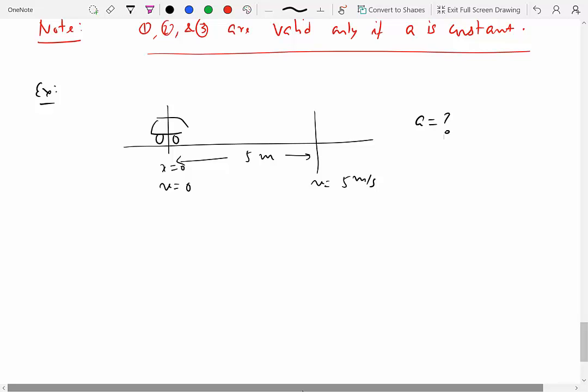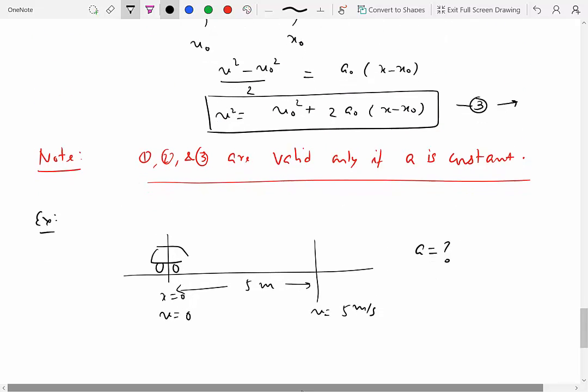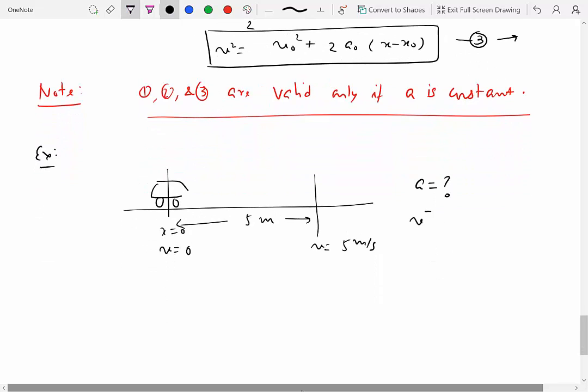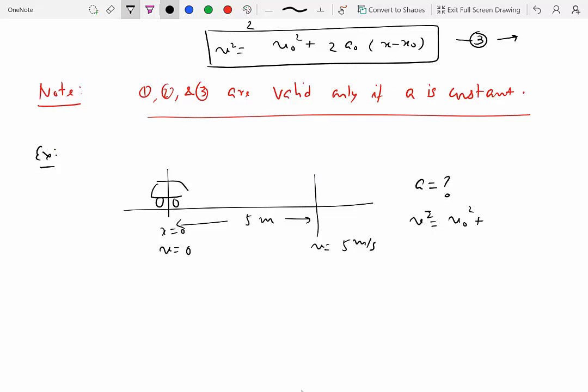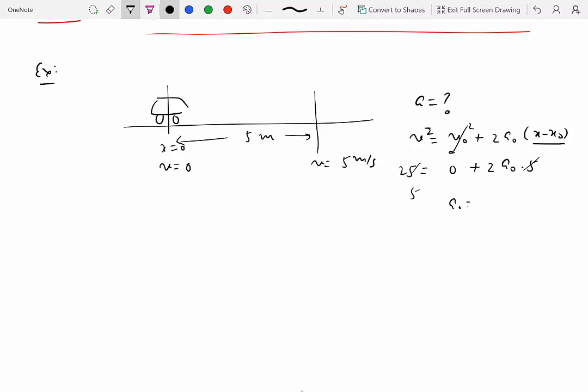So you look at the problem and say, hey, I know how to relate the two velocities when I have position given to me as well. And I'm going to use this third relationship right over here, which says v squared is equal to v0 squared plus 2a0 (x minus x0). So your final velocity is 25, initial velocity is 0, 2a0, and the distance traveled x minus x0 is 5, and that gives you what? 5 cancels, so a0 is equal to 2.5 meters per second squared.